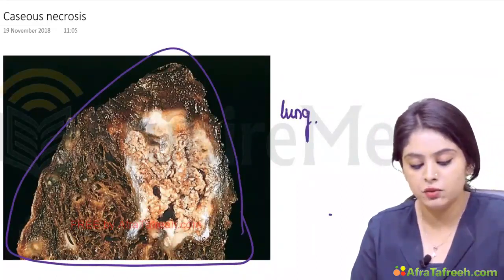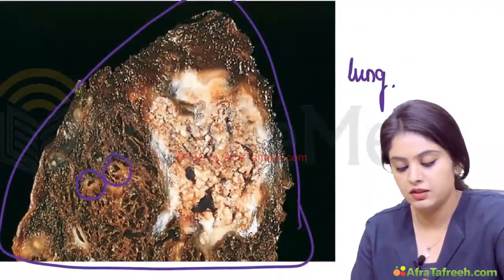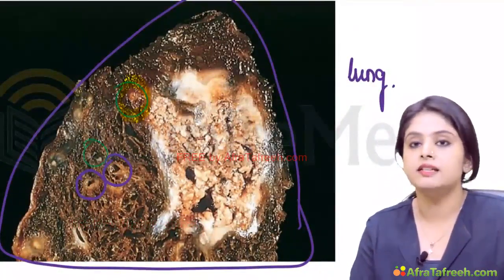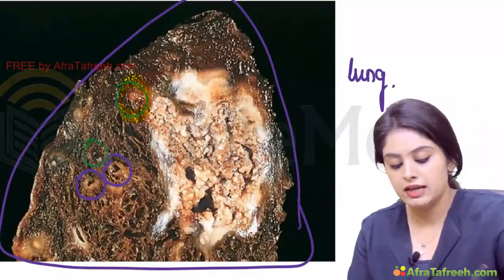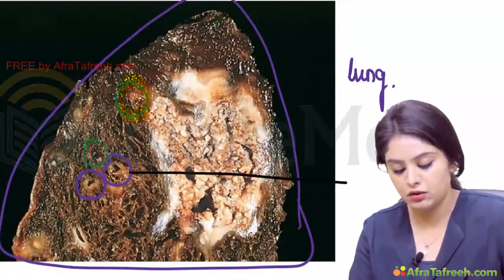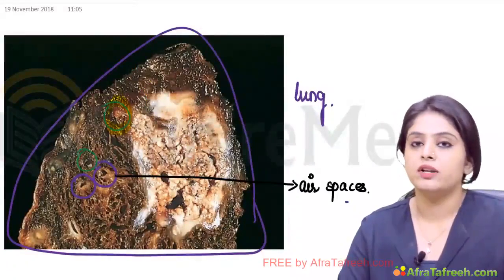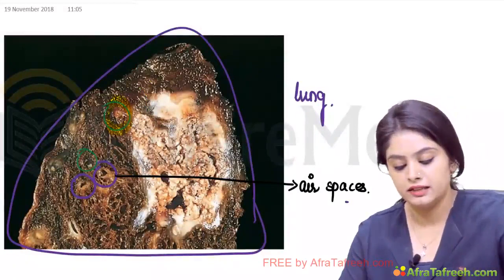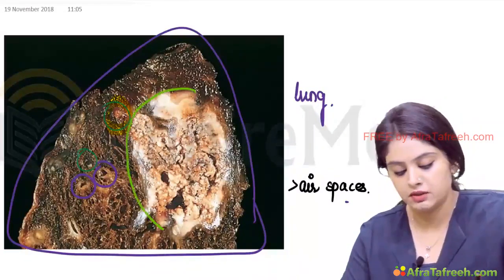If you focus more on these spaces that we have, you will see that these are actually the air spaces. So the way that we can identify the lung is not only by the shape but also by the air spaces. These spaces are known as the air spaces. Now there is one particular area in this diagram that you can see is separate. You are right, this particular area.